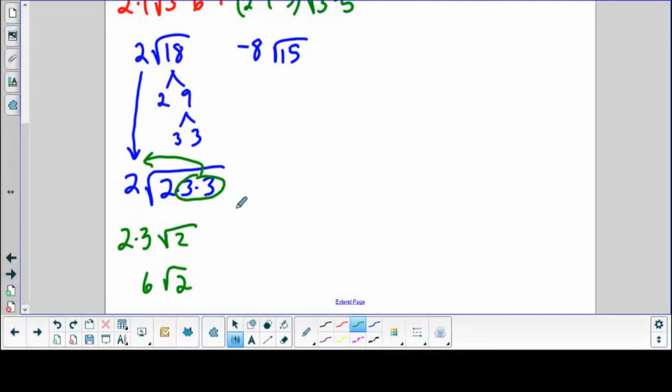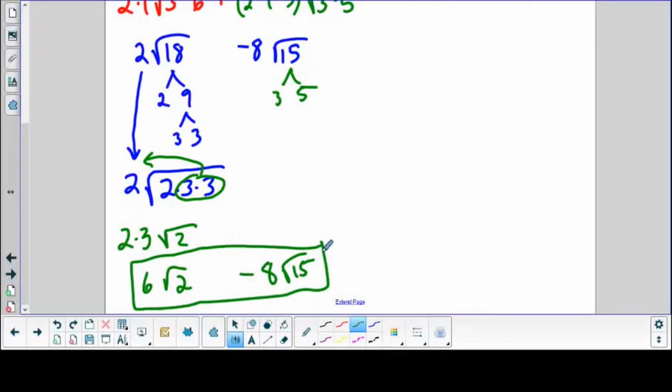So I took care of this one. This next one, 15, if we wanted to simplify it, we would use 3 and 5. Those are both primes, so this isn't going to reduce. We're just going to leave it and drop this all the way down: minus 8 square root of 15. And this is as simplified as your answer is going to get.